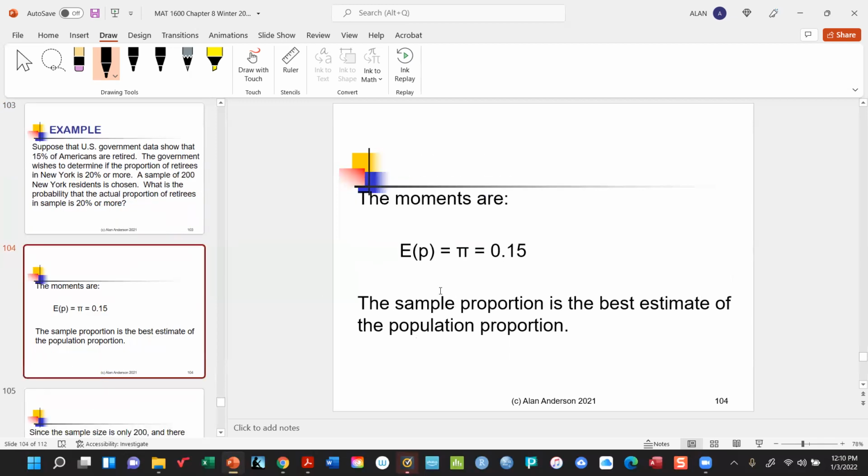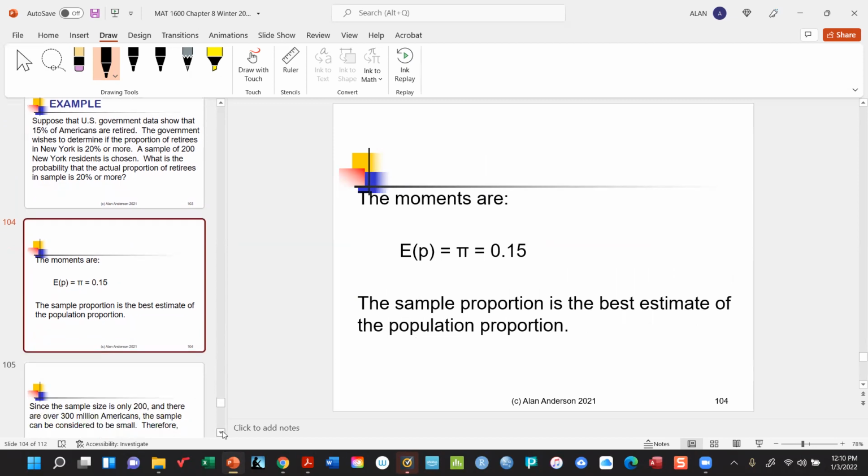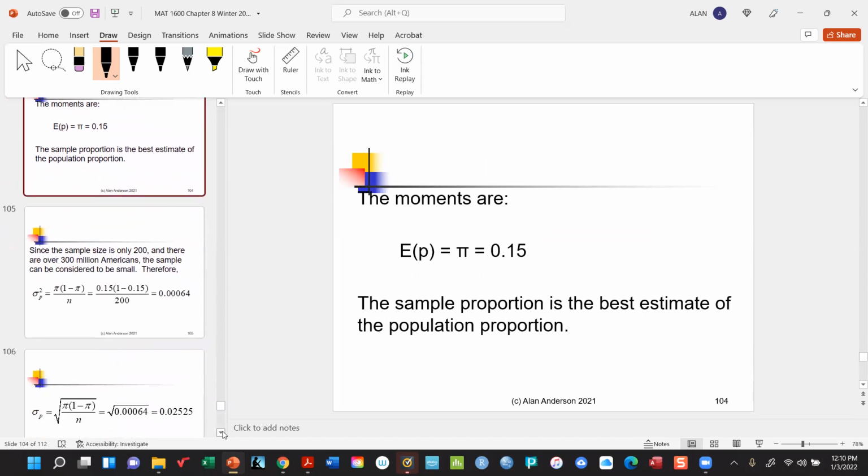So what about the moments? Well, the mean of this would have to be the population measure of 15%. Which means that on average, the sample proportion should equal the population proportion of 15%. What about the variance though?